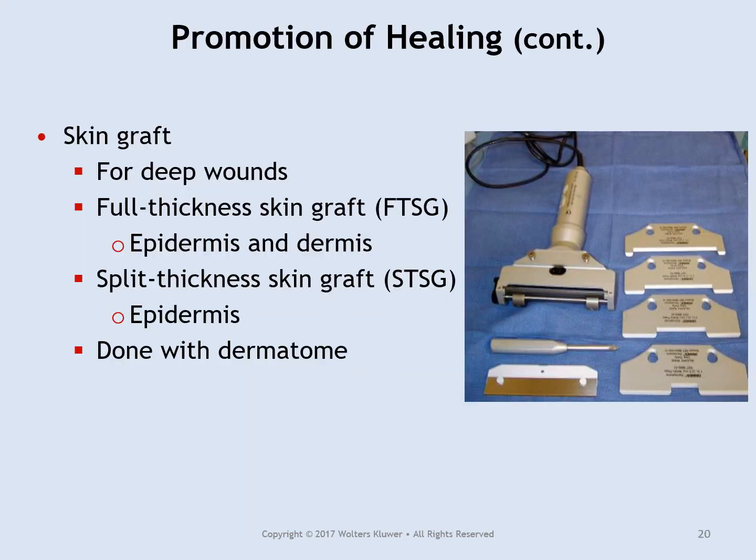Other things that we can do to promote healing, for the slightly more gory among you, we can do skin grafting. Usually you see this for either very deep wounds or very, very broad wounds. Our patient in the last slide might have been a candidate for a skin graft. When you do skin grafting, you're usually taking either the epidermis or the dermis. Sometimes you take both. A full thickness skin graft, you're taking both of them, the epidermis and the dermis. In a split thickness skin graft, you're just taking the dermis.